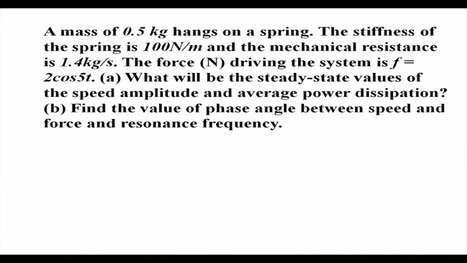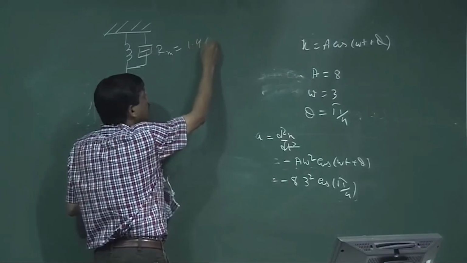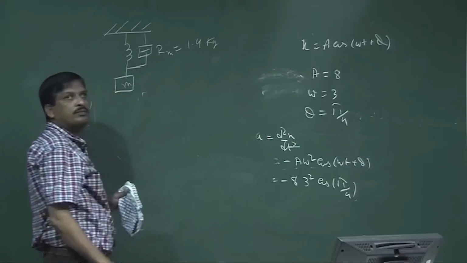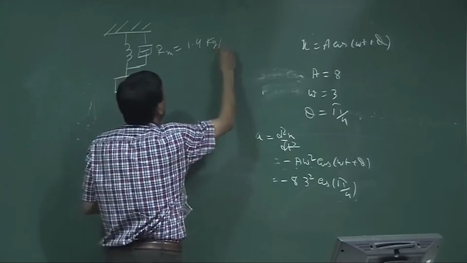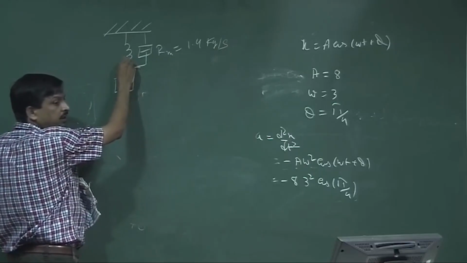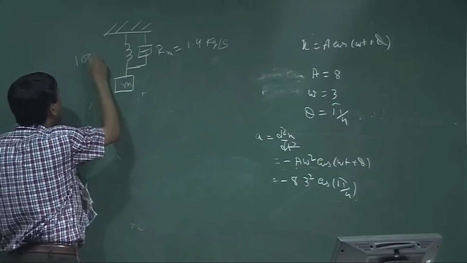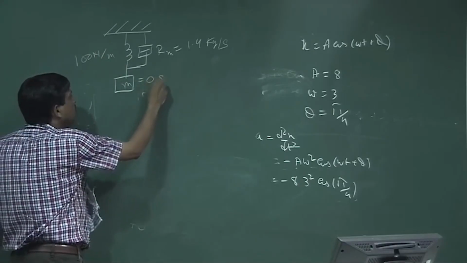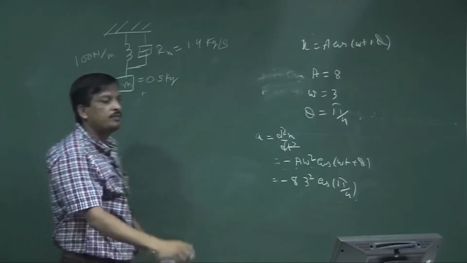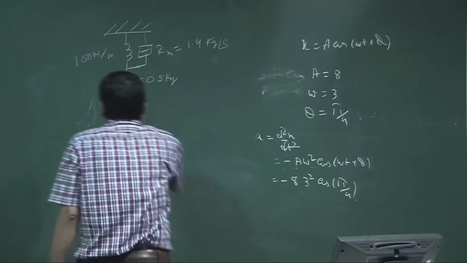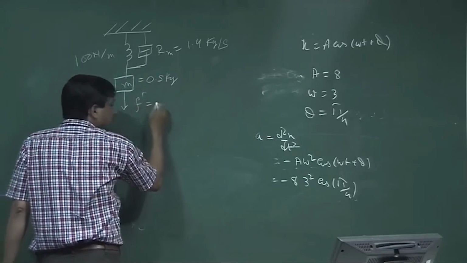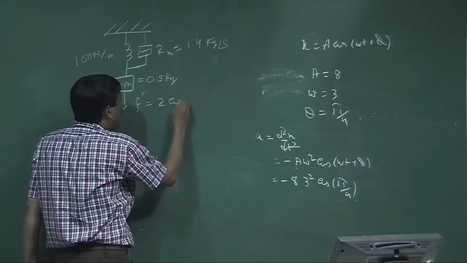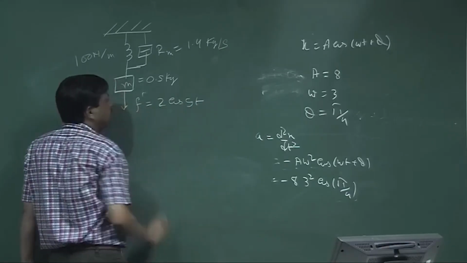Either kg per second or Newton second per meter. So, Rm is equal to 1.4 kg per second. Spring constant S is 100 Newton per meter. What is mass? Mass is 0.5 kg. And the applied force of this system F is 2 cos 5t.